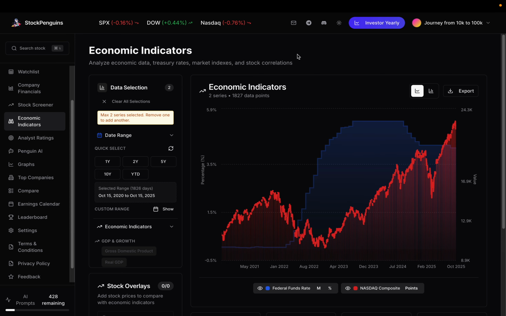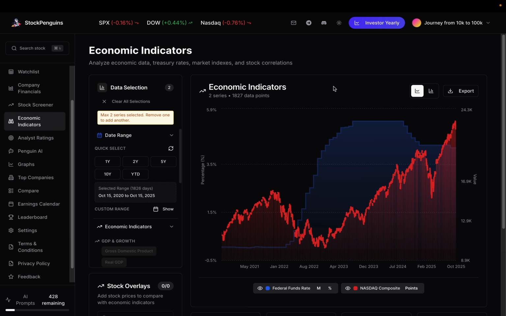Today I'm going to share how you can use StockPenguins.com's economic indicators tool and the Fed fund rate to better time your investment entries. Before diving into what the Fed fund rate is and how you can take advantage of it as a retail investor, I'm going to share about StockPenguins.com's economic indicators tool.